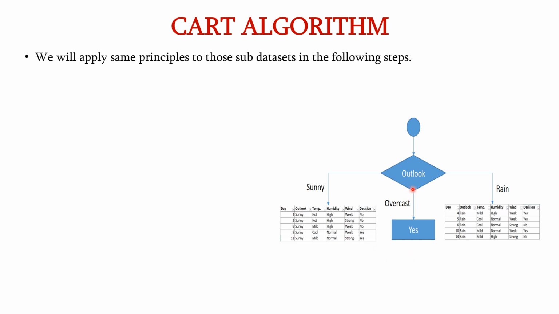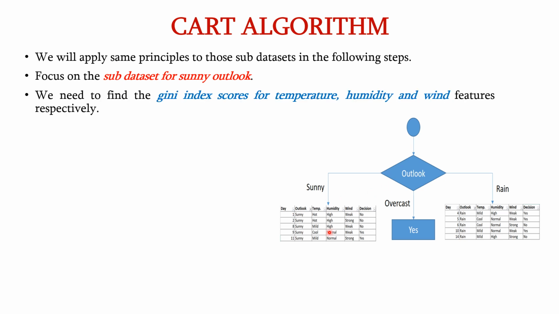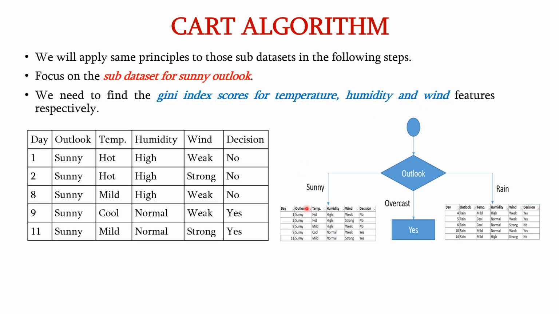For the outlook feature we have only two remaining sub data sets, that is the sunny data set and the rainy data set. First let us focus on the sub data set for sunny outlook. We need to find the Gini index scores for the temperature, humidity and wind features respectively for the sunny outlook dataset. So this is the sunny outlook dataset. Here we have totally 5 instances for sunny outlook.